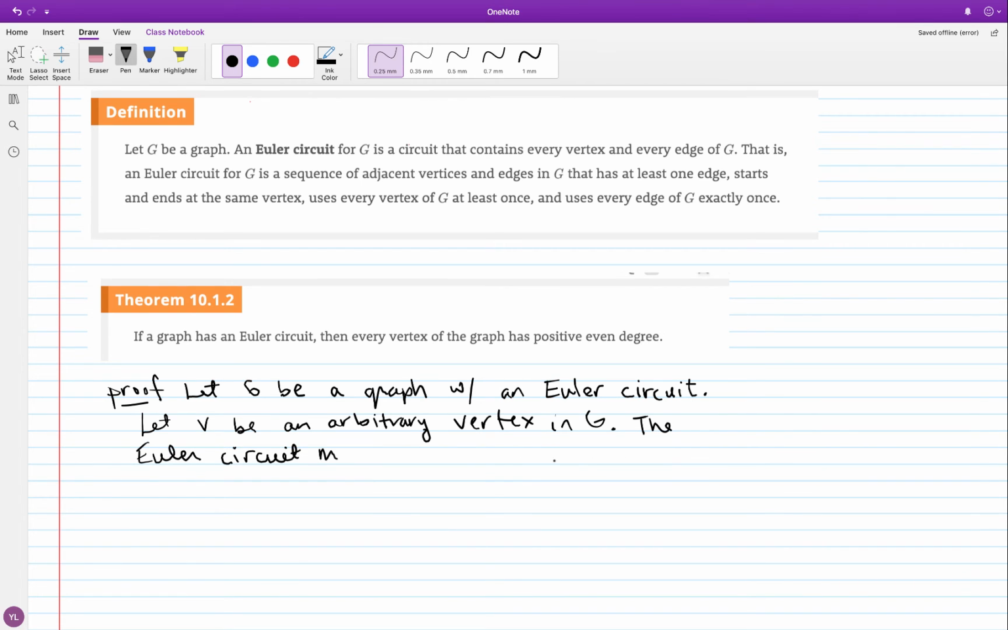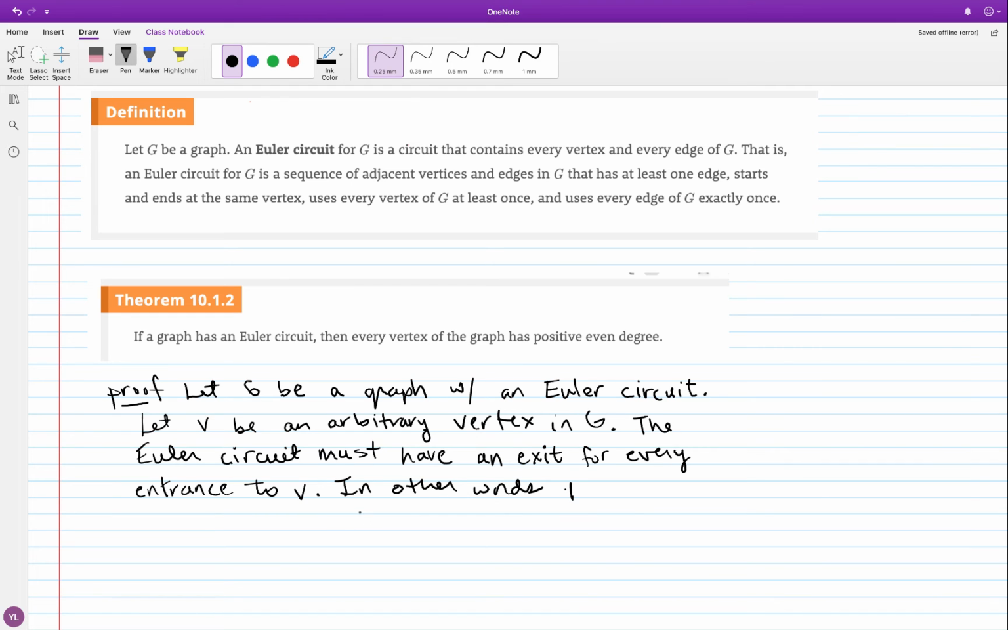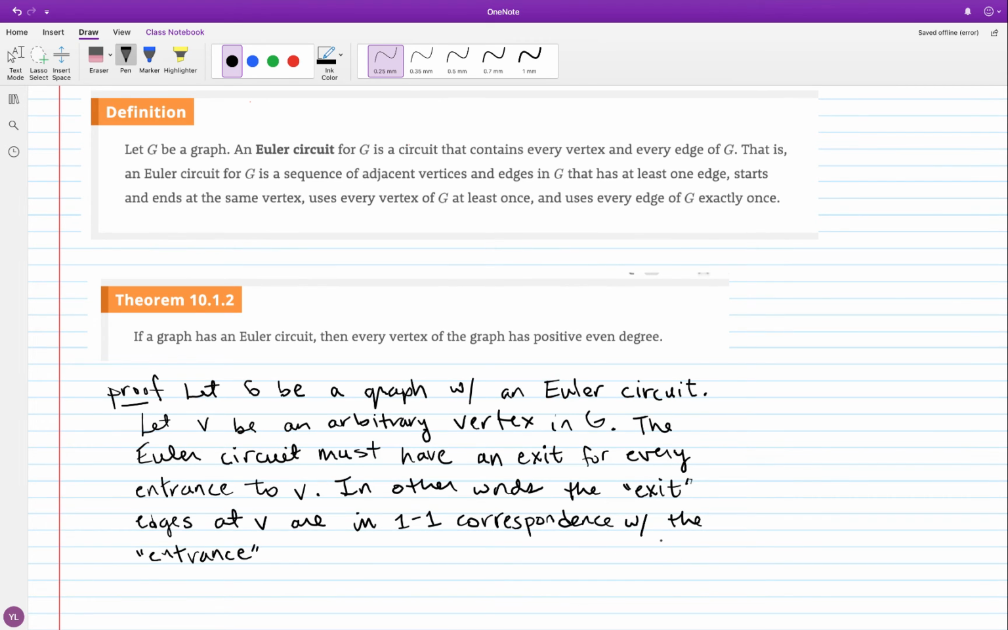Well, here's the point. If your circuit is to truly be an Eulerian circuit, then every time it enters a vertex, it needs to exit. Even if that's the original vertex where you start. Every single time you exit the vertex along an edge, you have to enter along another edge. So that means all of the exit edges are in one-to-one correspondence with all of the entrance edges in any given vertex. That makes the number of edges attached at a vertex even. So that's sort of how the proof goes.